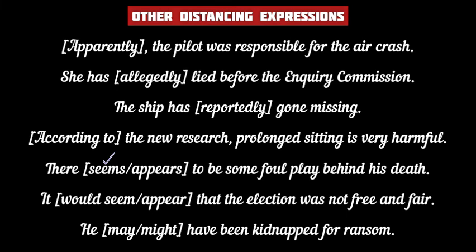The verbs seem and appear are also used as distancing expressions because they indicate possibility. There seems or appears to be some foul play behind his death. Here foul play is just a possibility, but it may not be true. And then it would seem or appear that the election was not free and fair. The speaker thinks that there is a possibility that the election was not free and fair, but it may not be true. No wonder he uses the distancing language of seem or appear and does not confirm the possibility.